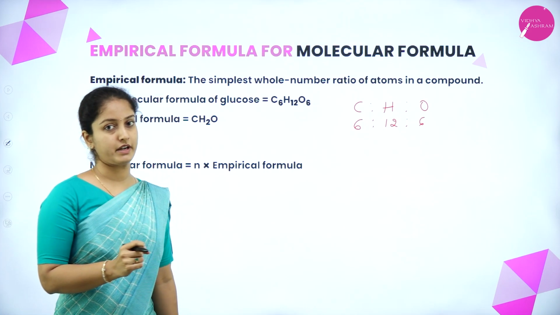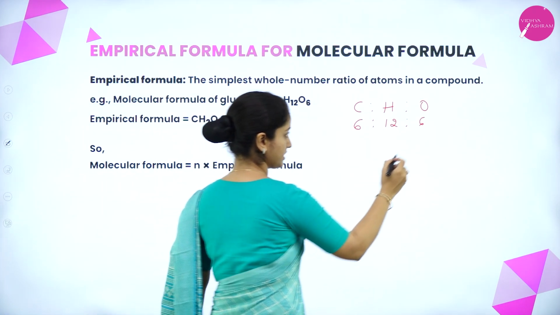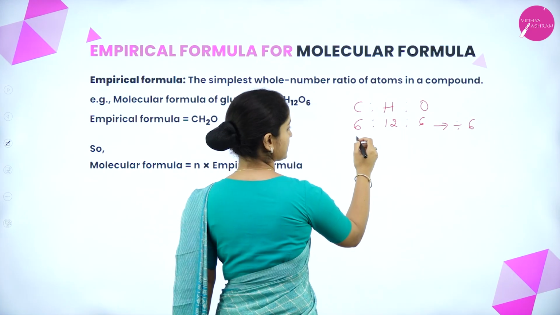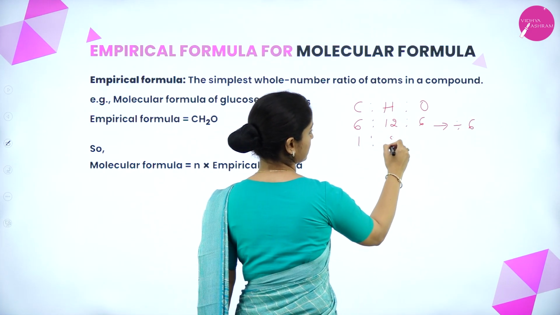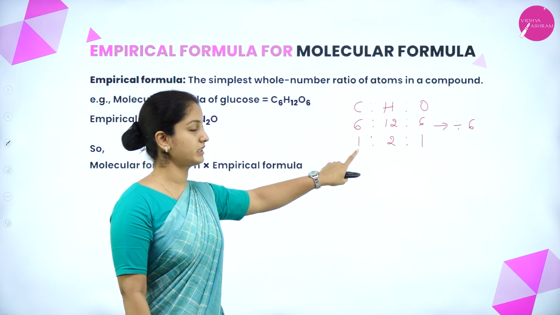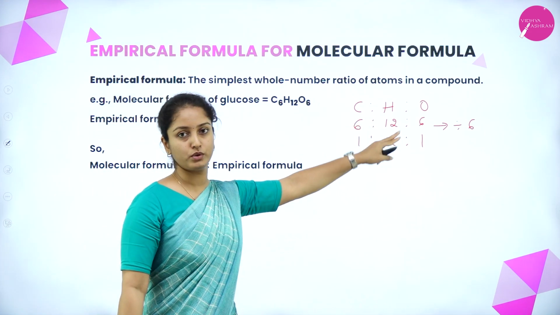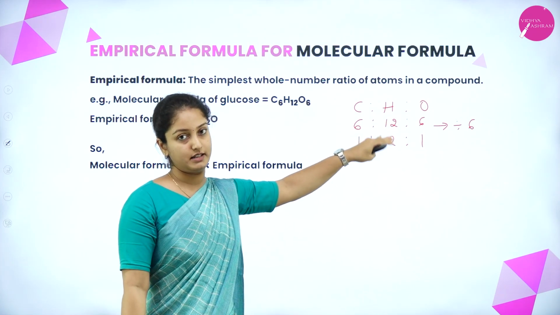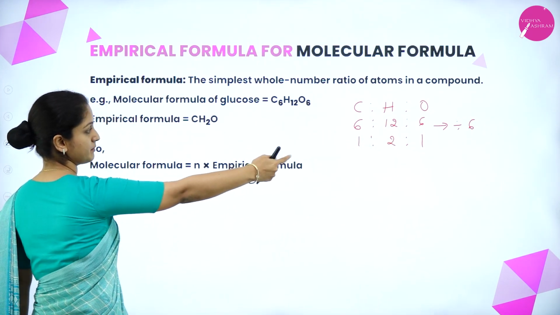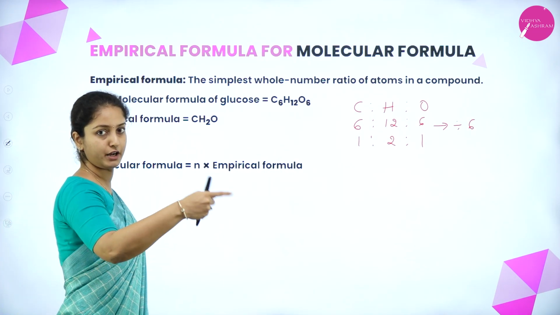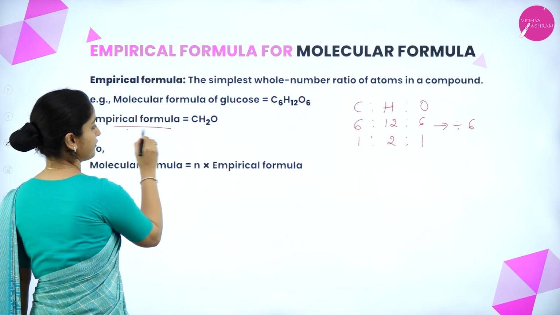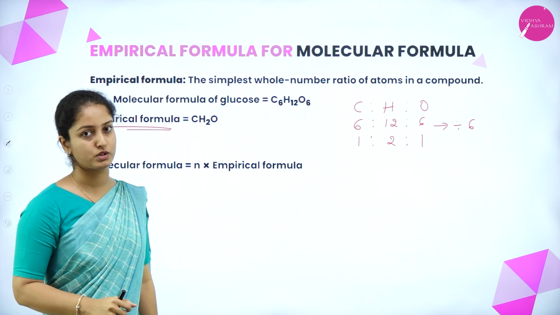Now, this is to be divided by the common factor, that is 6. So, you will get 1 to 2 to 1. That means carbon is 1, hydrogen 2 and oxygen 1. After simplification of the molecular formula, you get the simplest whole number ratio between carbon, hydrogen and oxygen. So, that defines the empirical formula of glucose.